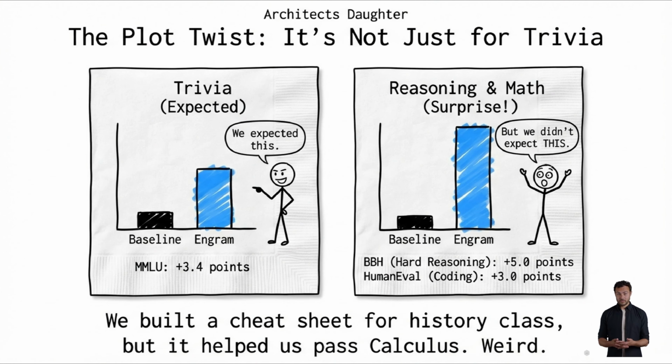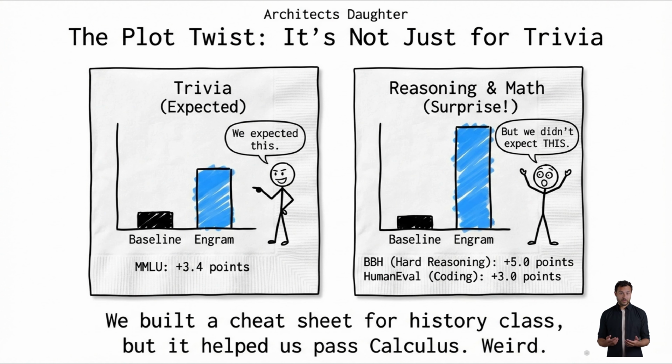Here's the plot twist. The boost from Engram isn't just about memorizing facts. On the left, we see the expected win. Trivia-style knowledge improves over the baseline, with MMLU up about 3.4 points. That's the cheat sheet for history class effect. More stored information, better recall.